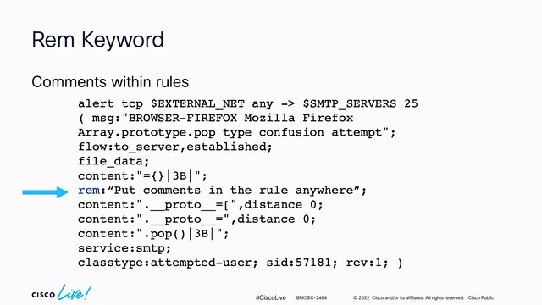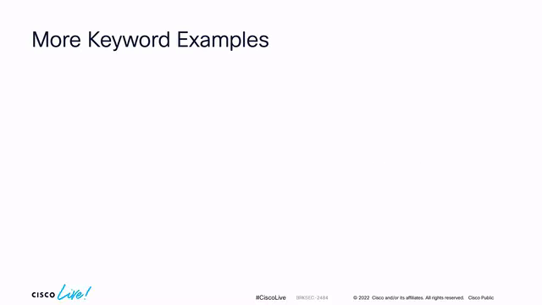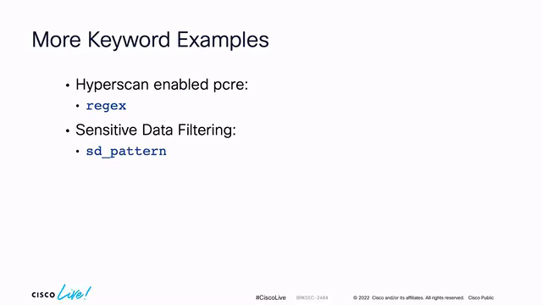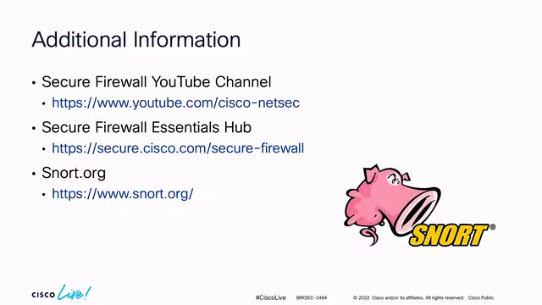Something else in Snort 3 is cool. You can put remarks in the middle of rules. That's kind of nice. You can use app IDs keywords. So I wrote this rule. It basically alerts on all the Google stuff. Regex is another one for hyperscan-enabled PCRE. I put this in here because there's no sensitive data preprocessor in Snort 3, but you can still look for sensitive data patterns with this SD pattern keyword. So we didn't lose that functionality just because we don't have an advanced setting anymore for that. And some stuff for SCADA. Okay, that's it. I'm out of time.